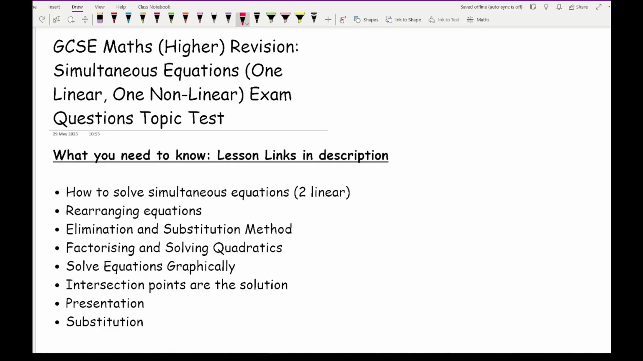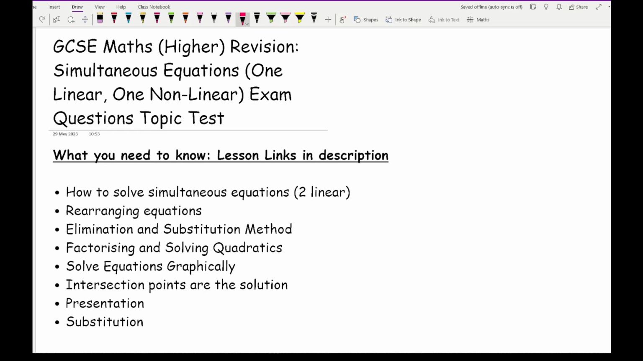Now, before we get started working through some questions, let's just have a quick overview over what it is you need to revise for this particular topic. I will include a lesson link in the description below which goes through this topic right from the very basics. So if you're unsure about this topic, I strongly recommend you watch that video just so that all of what I'm about to mention makes a little bit more sense.